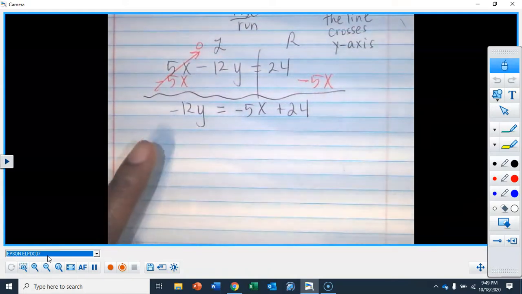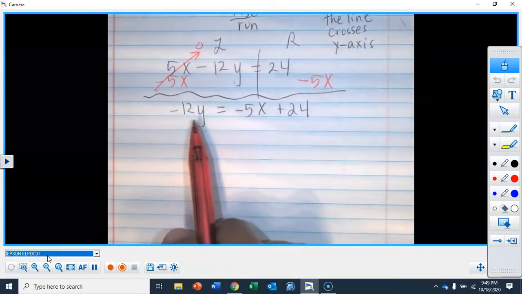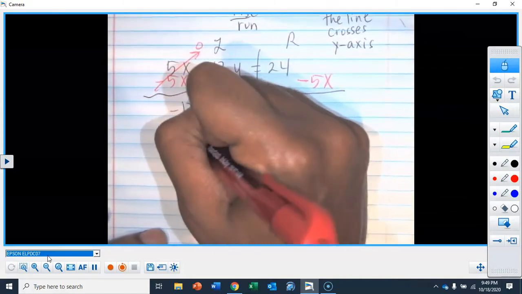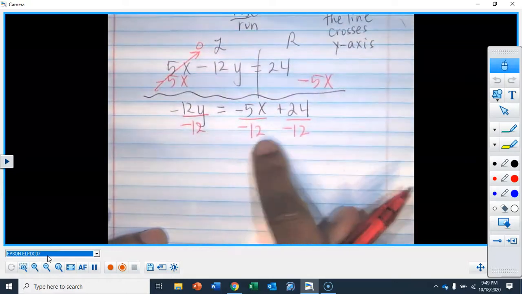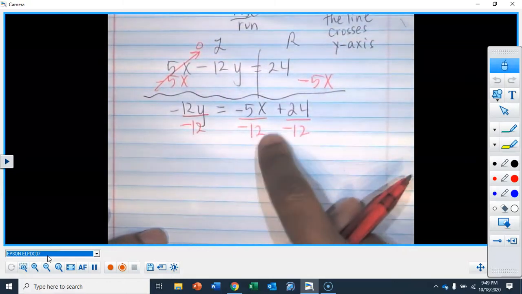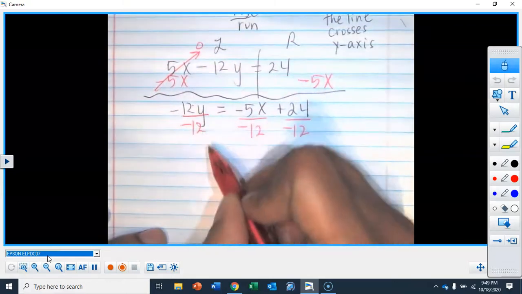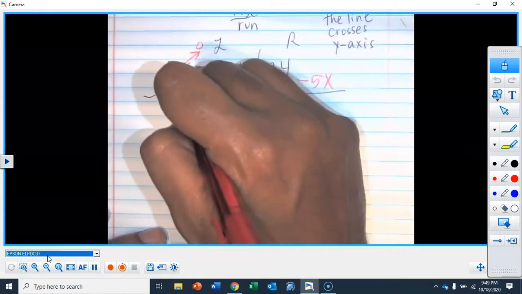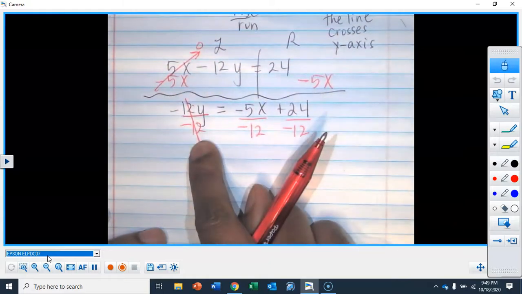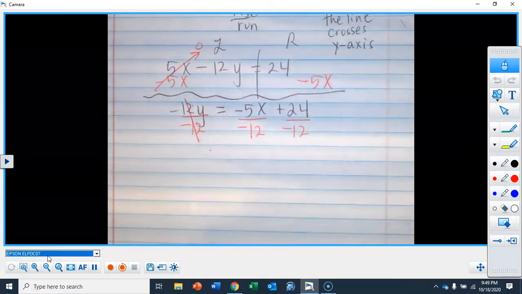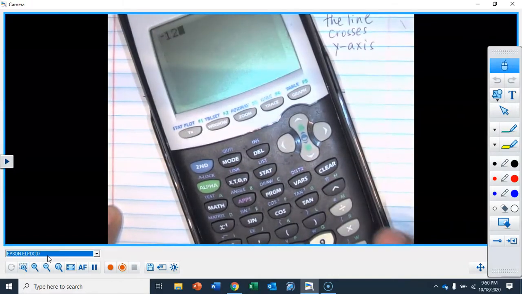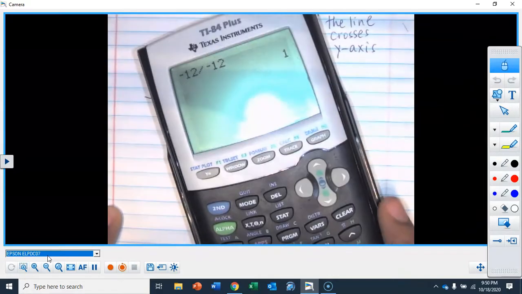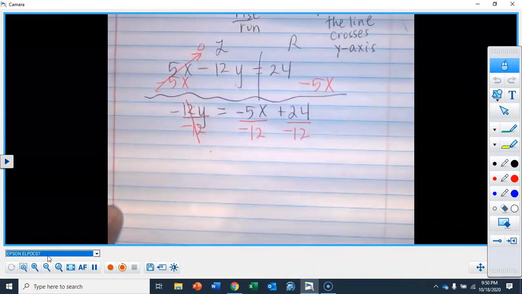So to get rid of that negative 12, this is multiplication. Negative 12 times y, I'm going to divide by negative 12 everywhere, to each term on this side. Do it here, here, and there. So negative 12 divided by negative 12 is positive 1. That's why I slash it out. I'm not saying that's 0. Just to be clear, if I do negative 12 divided by negative 12, you guys, positive 1. So that's a 1y.